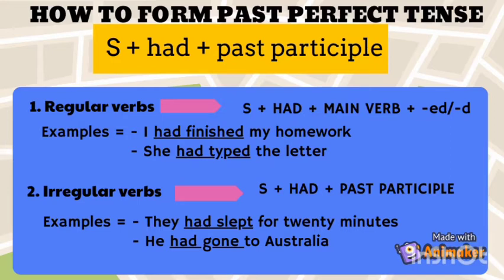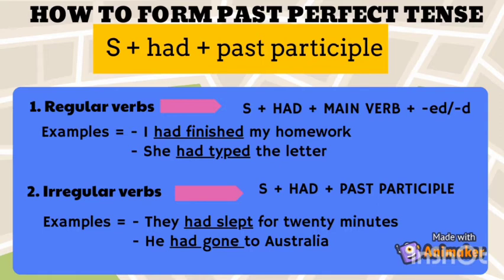If we talk about regular verbs, then the pattern is subject plus had plus the base form of the verb plus ed or d. For example, I had finished my homework. She had typed the letter.